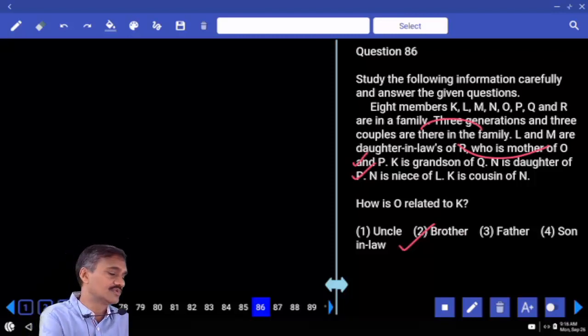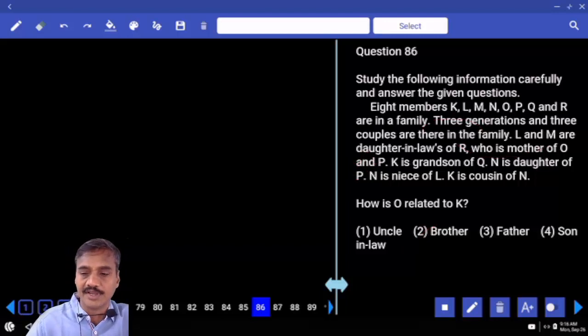Then 86 onwards, 86 to 88. How many members are there? There are 8 members, and these 8 members are the members of a family. There are 3 generations and 3 couples in the family.